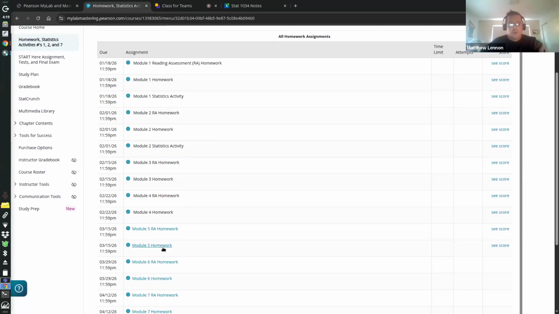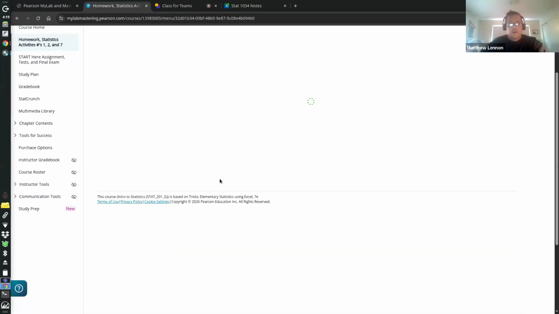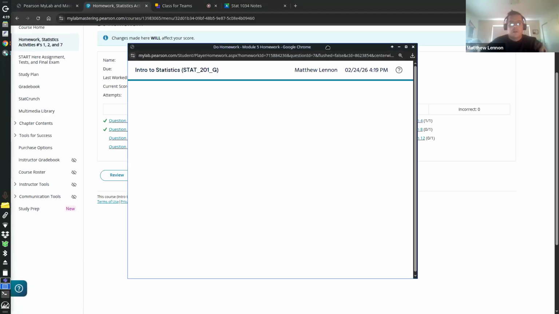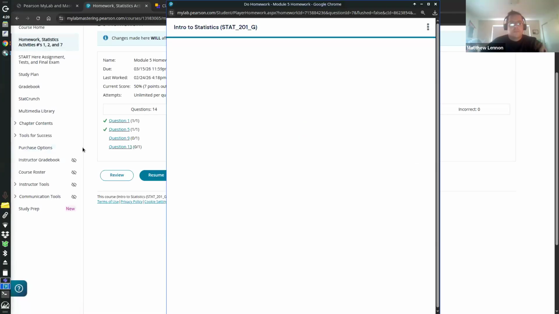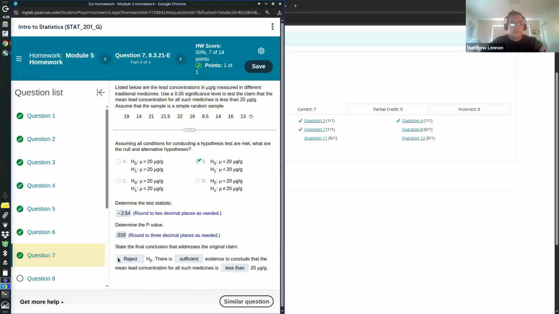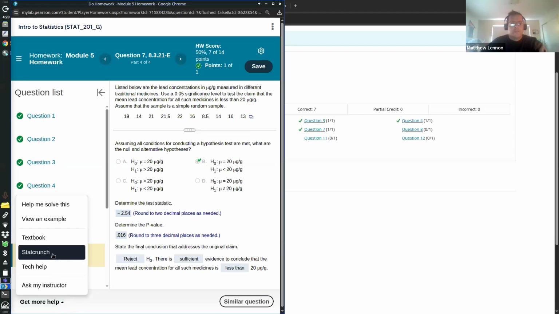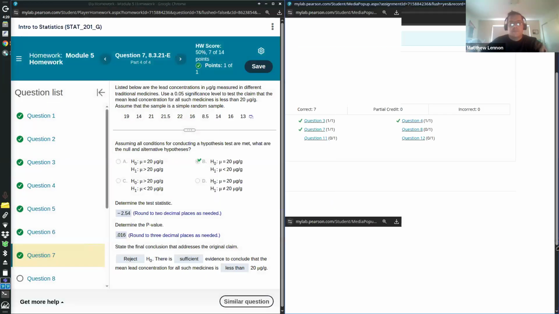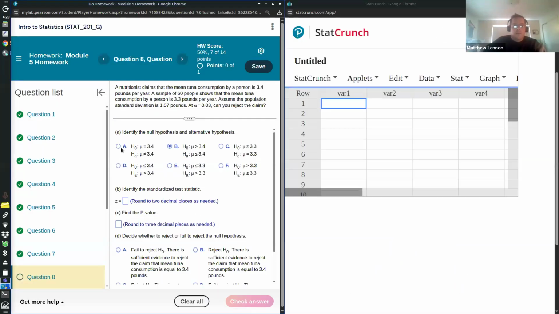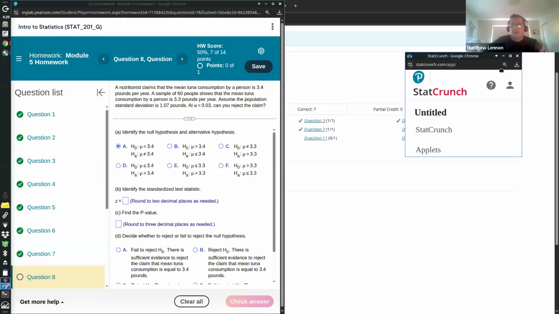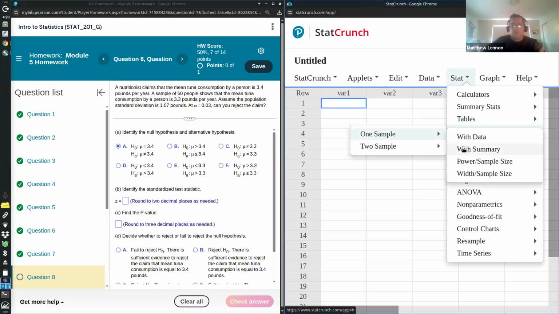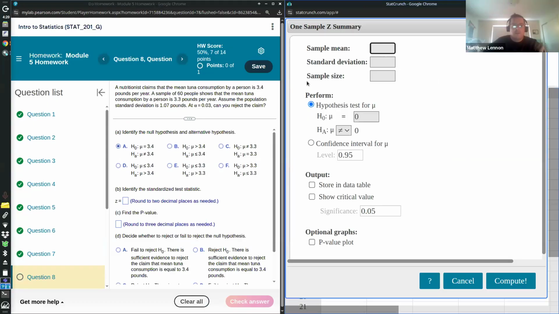Okay. Back to module 5 homework, all right, I'm going to question 7 again, just to open StatCrunch. Okay, so we go to question 8. Okay, so we think it should be A. And again, we want to do z-stat because the population is known, one sample, and with summary. So we were already there, so hopefully that's not a big deal.